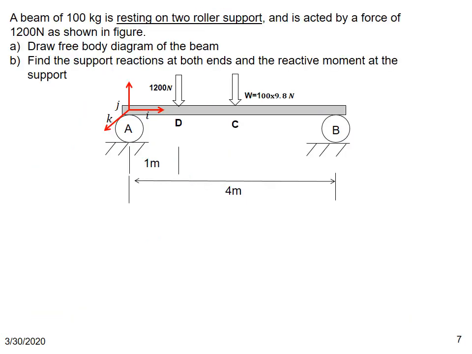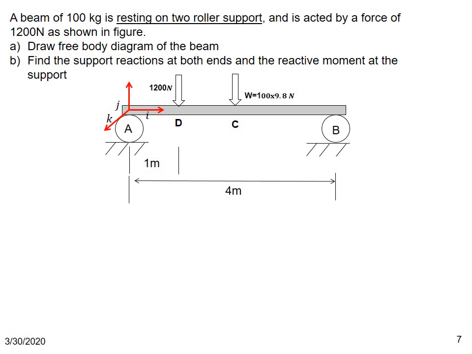Consider another problem. A beam of 100 kilogram is resting on two roller supports, and is acted on by a force of 1200 Newton as indicated in the figure at D. We need to draw the free body diagram of the beam and find the support reactions at A and B. The first step is to draw the free body diagram.